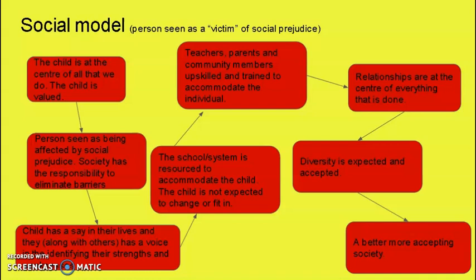Opposite to that is the social model, which is what we moved to from the medical model. We're still trying to. The person, I don't like the word victim, but I'm going to use it in this context, is seen as a victim of social prejudice. So social prejudice actually makes the person differently abled. Because we don't accept the person for who they are, we don't accommodate the person for who they are, and therefore they cannot do what everyone else can do.